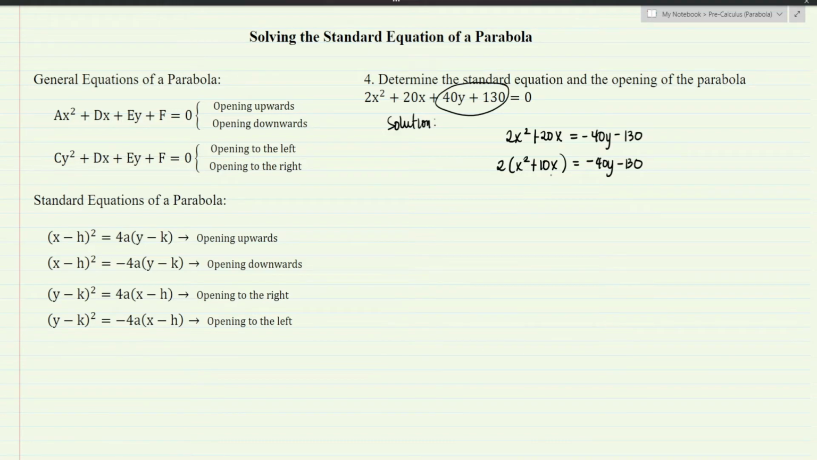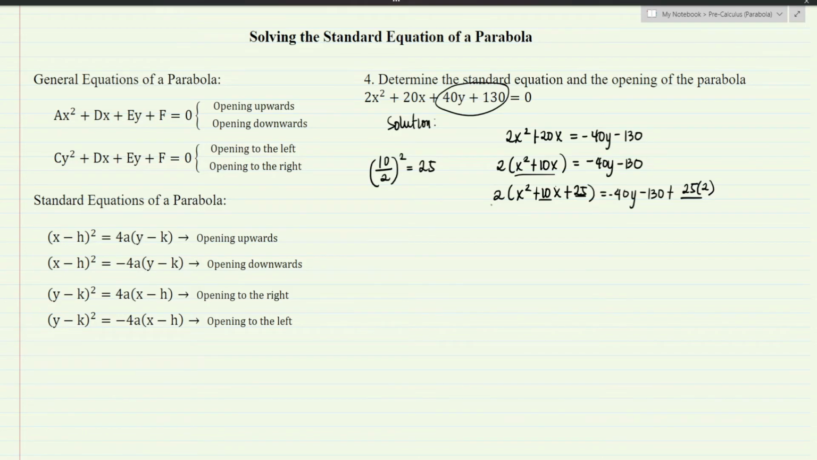Next, I can now perform completing the square on this quadratic expression. So I would have here 2 multiplied by x squared plus 10x plus the constant equals negative 40y minus 130 plus the constant. To determine the constant, let's take the coefficient of the middle term, that is 10, divide it by 2, then square its answer. So I will have here 5 squared, and that would be 25. So I will place here 25.